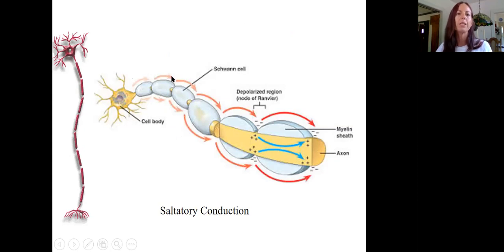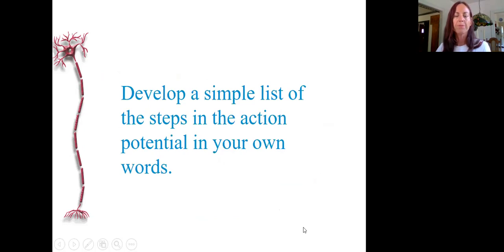Okay, so here we see in a diagram, the charge is going to start right here. It jumps down here. It jumps down here. It jumps down here. Each one of these nodes kind of regenerates the charge. We get a depolarization that happens all over again at each node, all the way down the axon. And so there you see those positive charges coming in. Those are sodium in every case. Okay, so that's saltatory conduction.